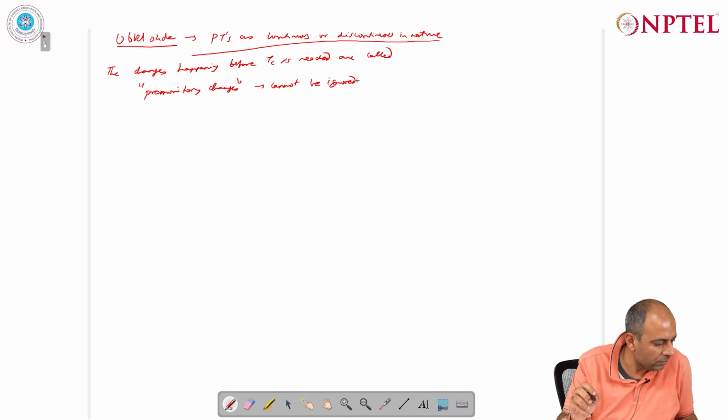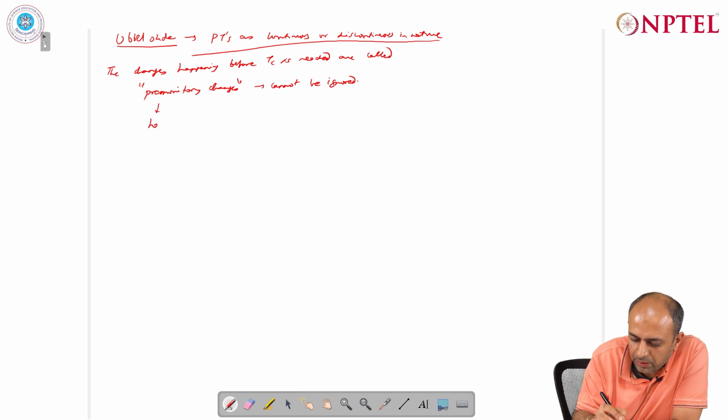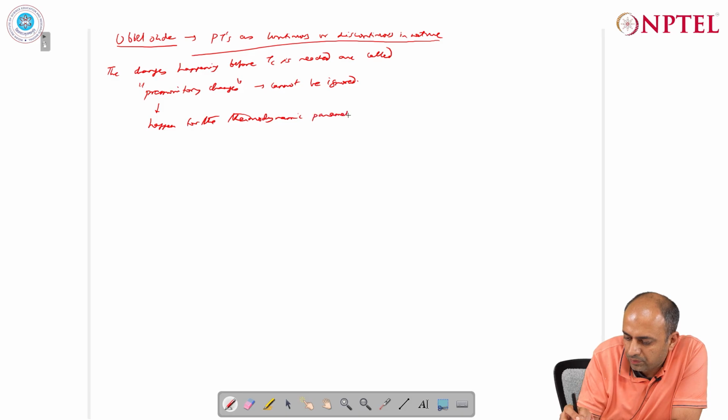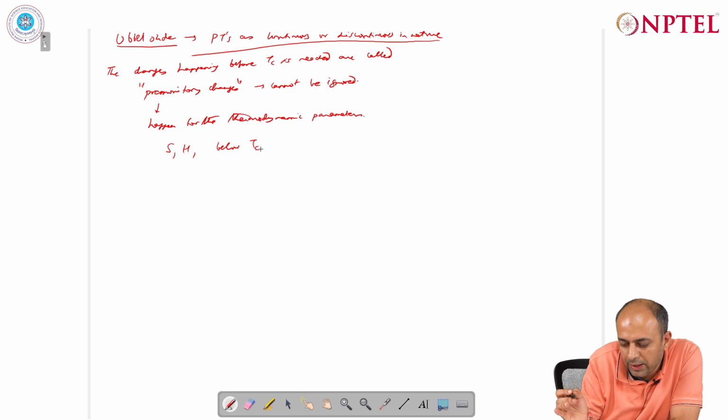So, the premonitory changes are very important, and these happen for the thermodynamic parameters, that is for S, for H, and they are of more of a continuous kind, and these premonitory changes are already happening below Tc. After Tc there is again a continuous change in S and H, indicating that the second order phase transition has already been completed.